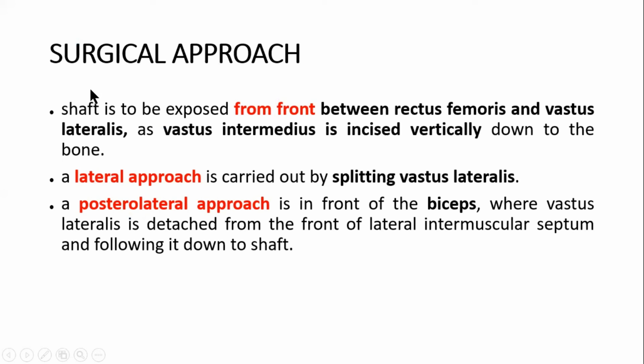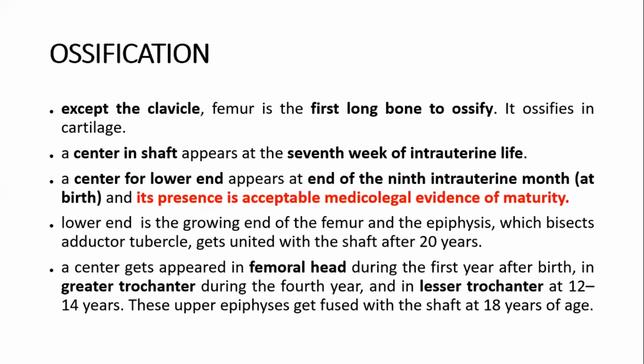Now the surgical approach. The shaft is to be exposed from the front between rectus femoris and the vastus lateralis, as vastus intermedius is incised vertically down to the bone. A lateral approach is carried out by splitting vastus lateralis. And a posterolateral approach is in front of the biceps, where vastus lateralis is detached from the front of the lateral intermuscular septum, following it down to the shaft.